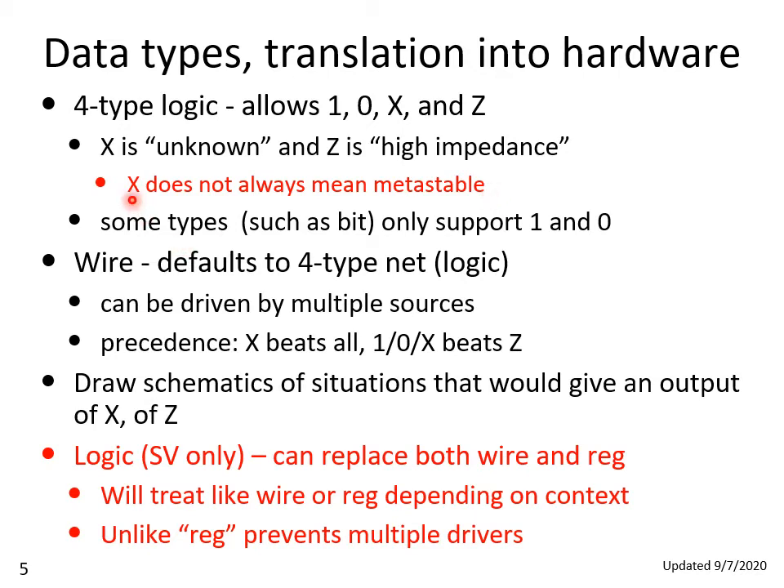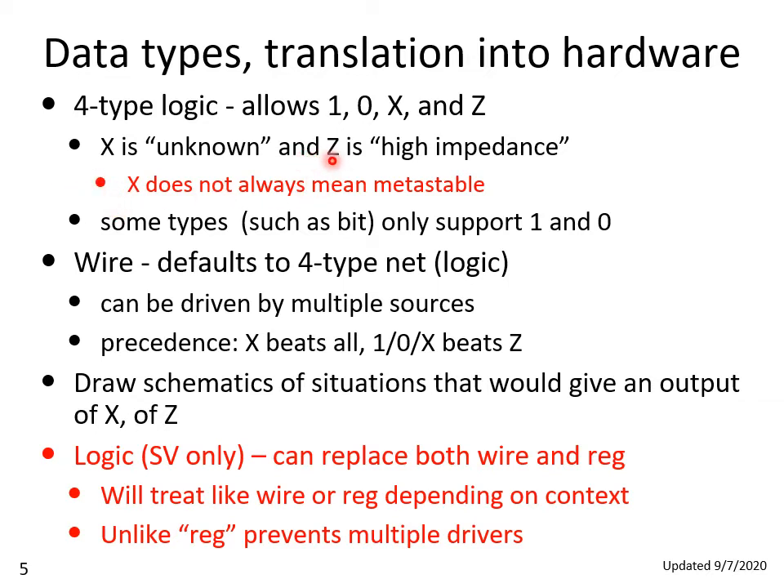So X does sometimes mean metastable, but it doesn't always mean metastable, although I find that students tend to refer to X as metastable no matter what's really going on. The key point is it just means that the simulator doesn't know what the value is. Not only does it not know whether it's a 1 or a 0, it doesn't even know whether it is stable or changing. This signal could be switching high and low at unpredictable times, and that would just end up being an X in the simulation. Okay, enough about that for the moment.